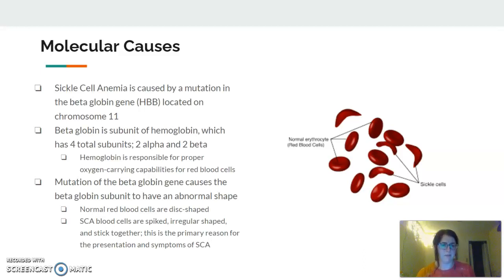Overall, like I said before, the mutation causes the beta globin molecules within hemoglobin to have a different shape versus their non-mutated counterparts. As you can see in this picture here, normal red blood cells are disc-shaped. They're almost like plates, and this is most efficient for carrying oxygen molecules. And then you have the characteristic sickle shape, and this occurs because of the mutation in the beta globin molecule that causes it to have a different shape.